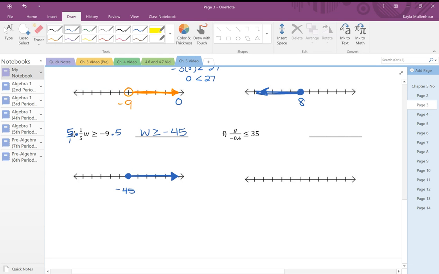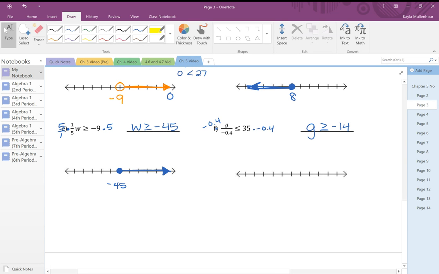On F, we would need to multiply by negative 0.4 on both sides. Wait. What are we multiplying by? Negative. So we would need to flip the sign. So we get G, flip the sign, is greater than or equal to negative 14. So now we have a closed circle at negative 14, opening to the right. All right, enjoy.